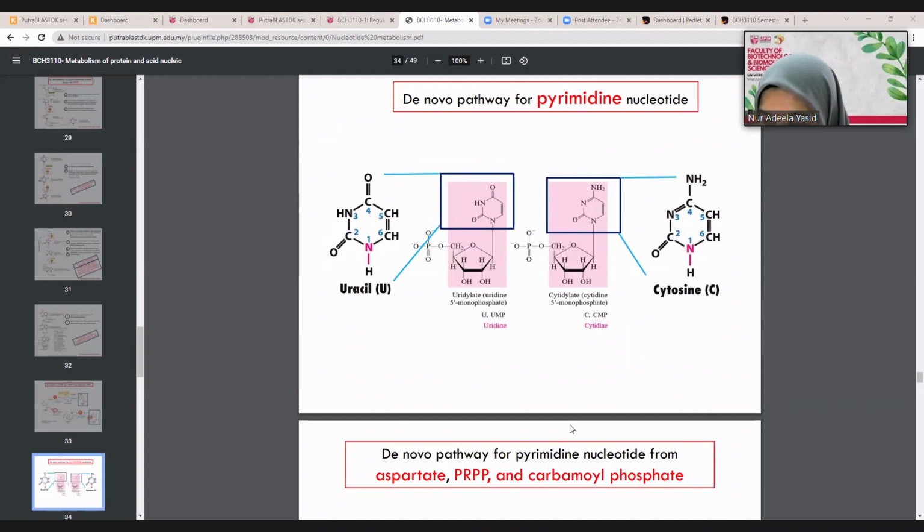So what are the differences between the biosynthesis of purine and the biosynthesis of pyrimidine? We have discussed the sources for the purine structure: we have fumarate, aspartate, glycine, glutamine, bicarbonate, a few. But for pyrimidine nucleotides, the sources come from aspartate, PRPP, and also carbamyl phosphate. Only three.